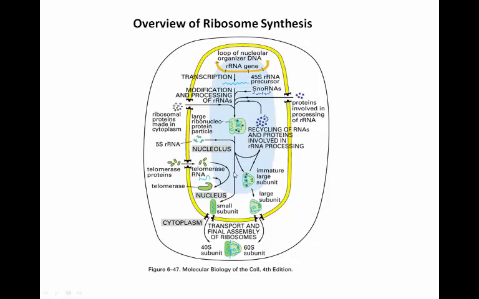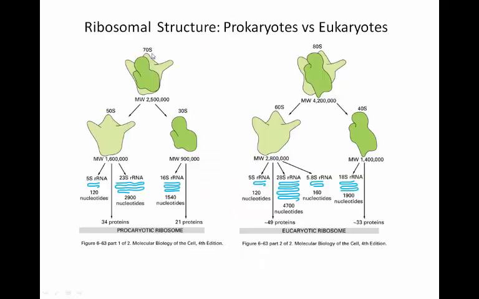So the nucleolus is a ribosomal factory, and then once we get into the cytoplasm, we can have our messenger RNA. We'll assemble the 40S subunit and the 60S subunit to make the mature dimer ribosomes, which will start translating our messenger RNA. Ribosomal structure, prokaryotes versus eukaryotes.